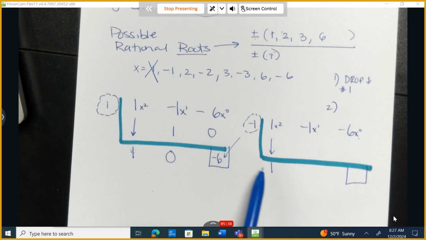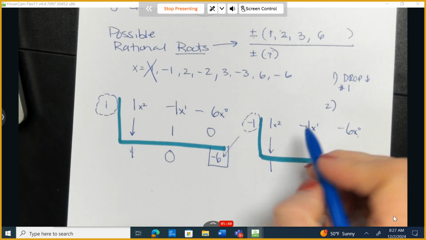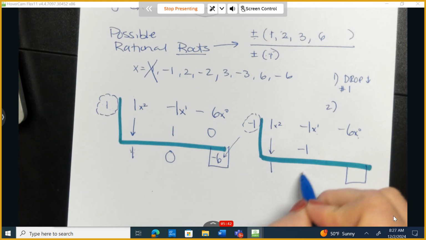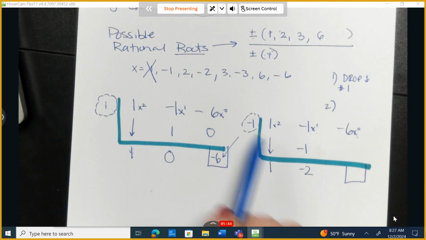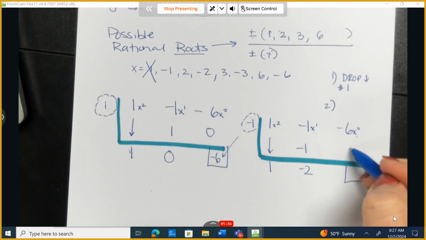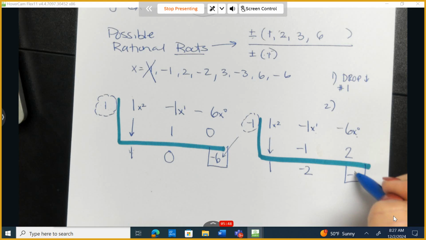Okay, here we go. Multiply. So -1 times 1 is -1. Add straight down. We're back to multiply. Multiply to get +2. Add straight down.